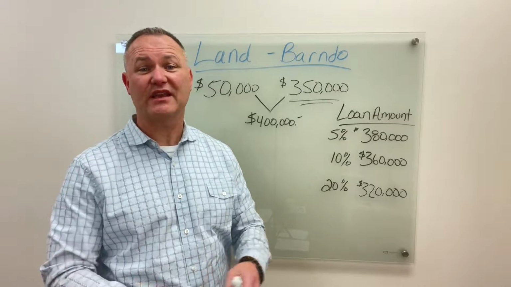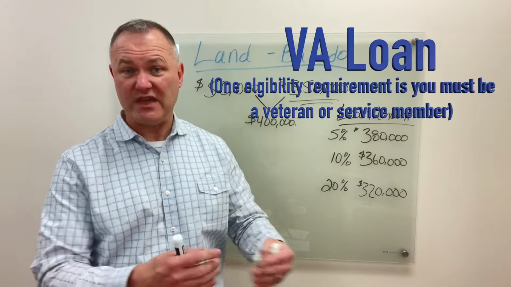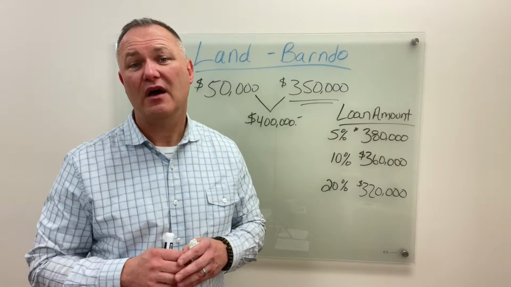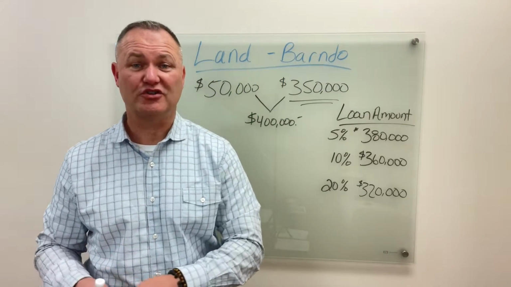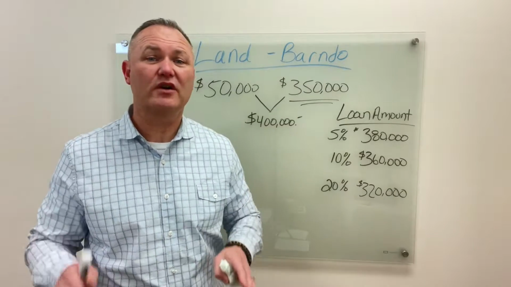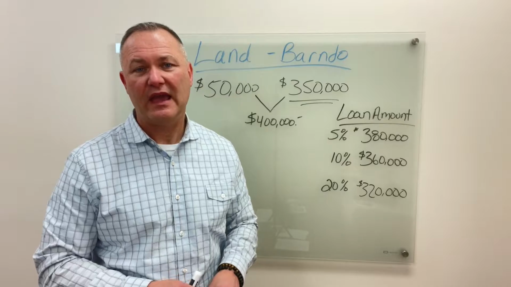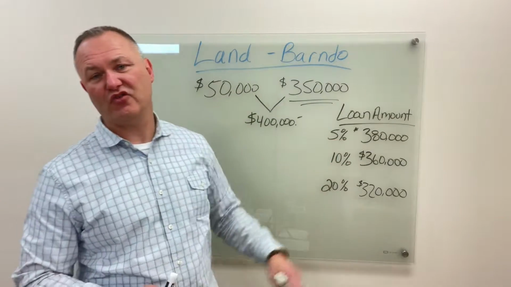Now you can get outside of conventional loans, for example, like a VA loan, they will actually finance 100% or zero down on a barndominium construction loan, but it's highly specialized. So today we're going to talk just about conventional programs for construction financing. And we're going to focus on the 5 to 20% down.